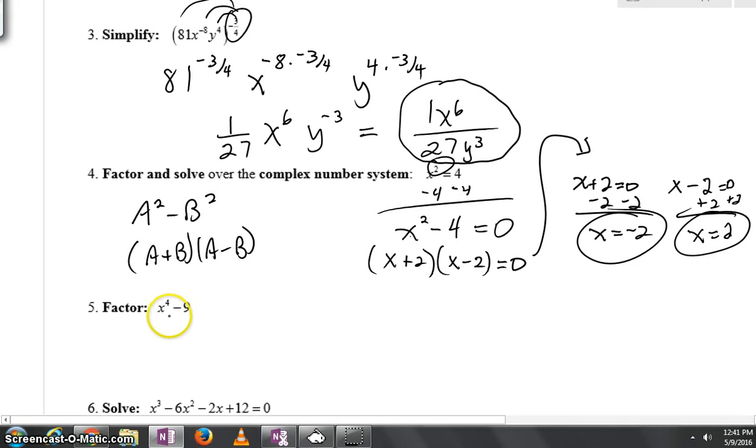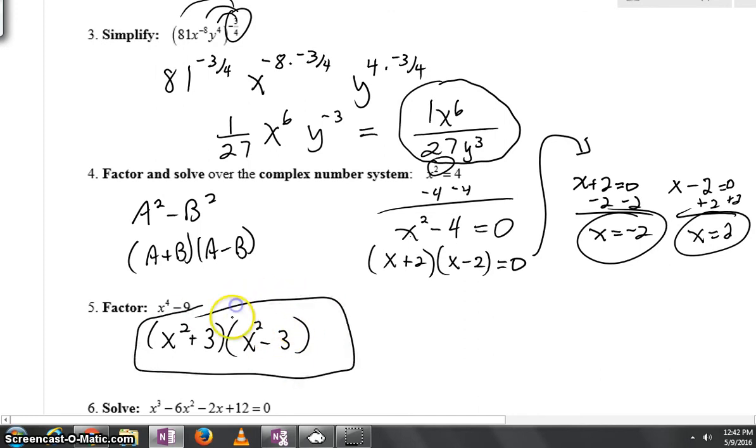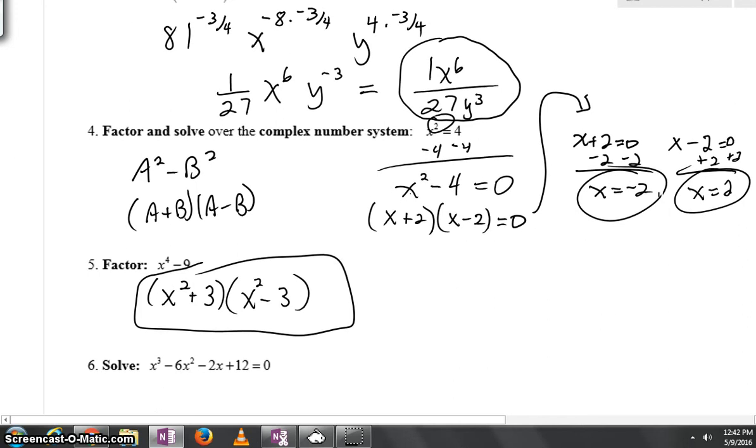Well, factoring here, x to the 4th minus 9. Let's do another difference of squares. This time, however, we'll have x squared and x squared. X squared times x squared is x to the 4th. We'll have to have a plus. We'll have to have a minus. What number times itself is 9? Well, a 3. So we'll have a plus 3 and a minus 3. And at this point, you can look at your difference of squares, the x squared minus 3. 3 is not a perfect square itself. We're going to have to stop there.